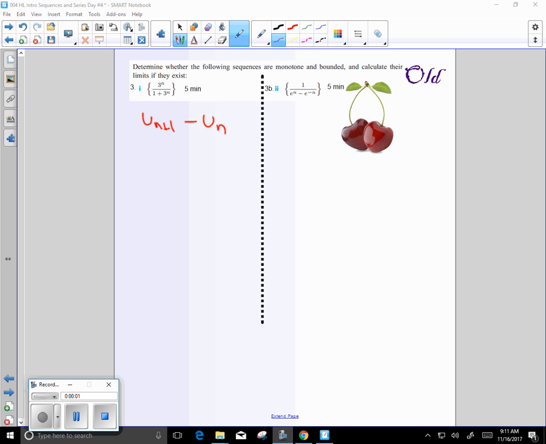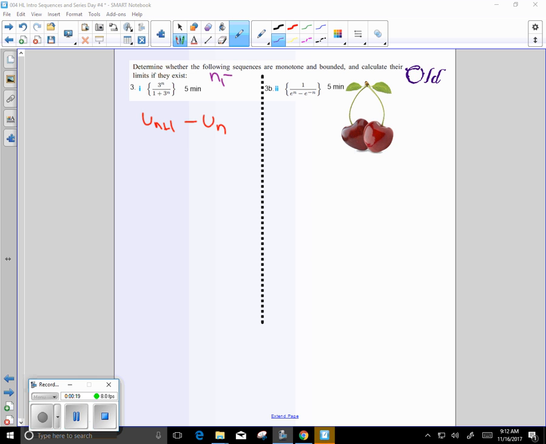If I remember, the algebra gets a little fun on this one. So you go u of n plus 1 minus u of n. We're going to check for monotone increasing or decreasing. The checking for the first and the last is really easy for this one.